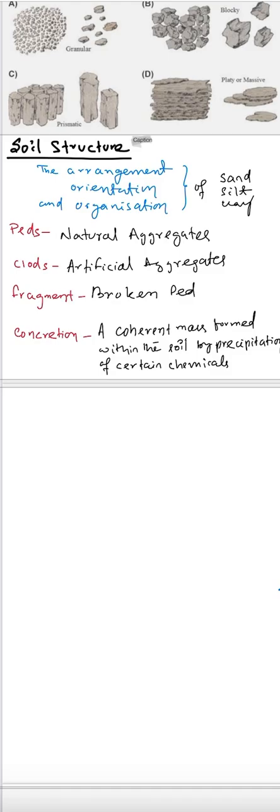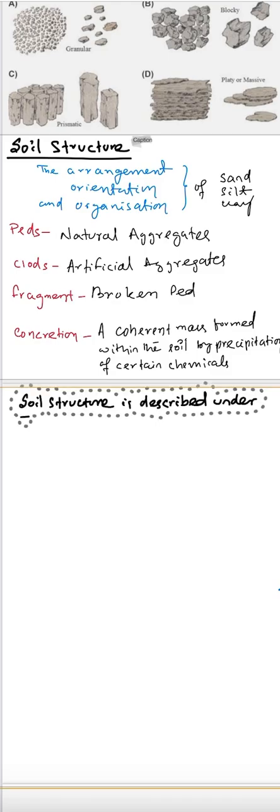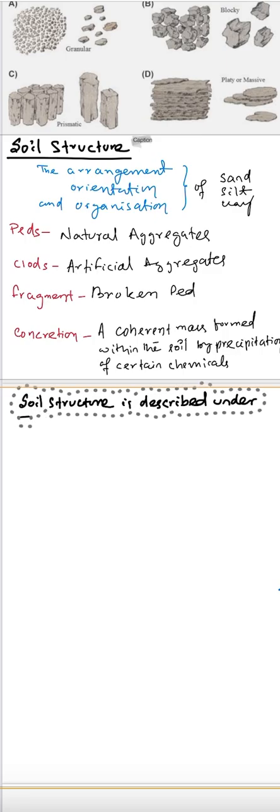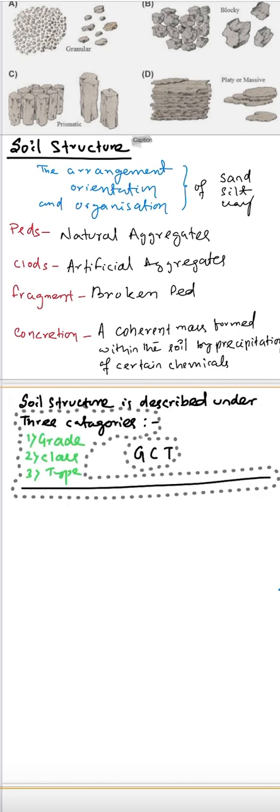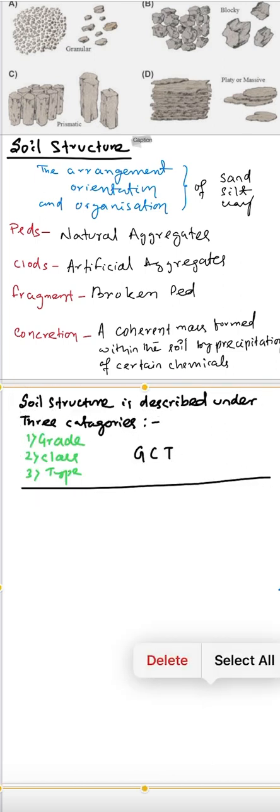Okay, so now coming to the soil structure. You can remember it is described in three categories. That means we can name the soil structure in a sequence of GCT. So remember, GCT means grade, class and type. By means of this GCT, we can name the soil structure.